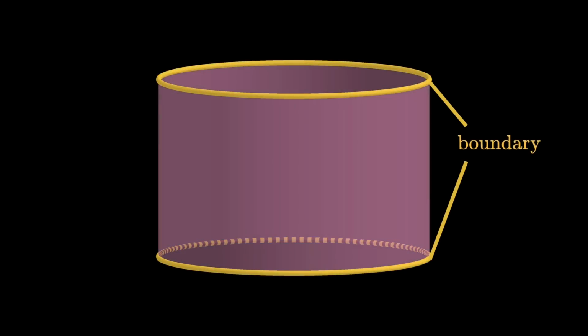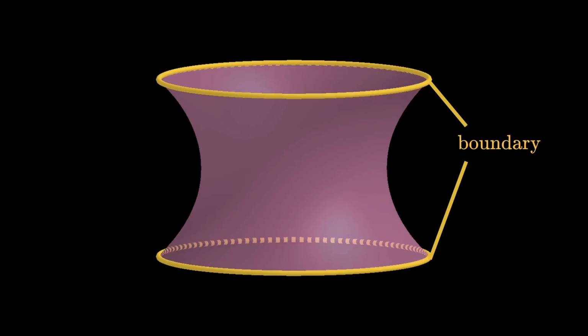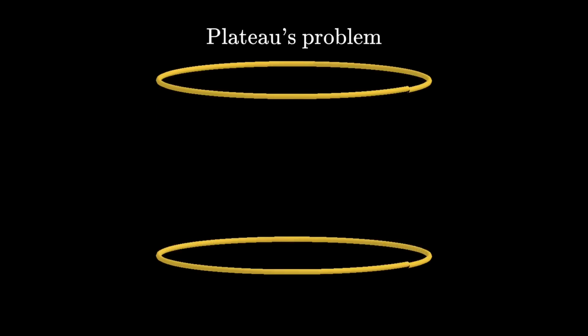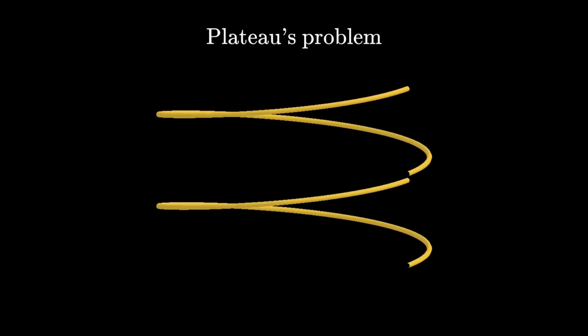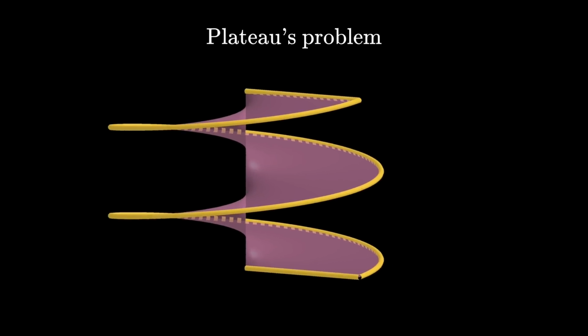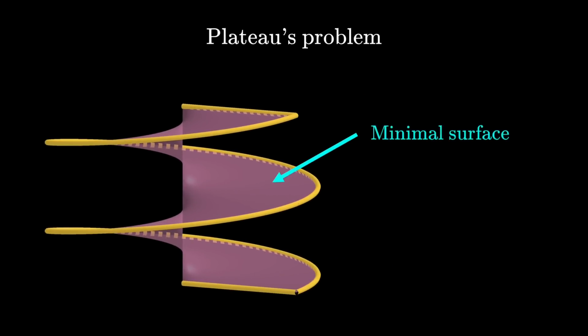If a surface is bounded by two circles, one on top of the other, what is the configuration that gives the least surface area? This question belongs to a class of problems known as Plato's problem, which asks, for any given boundary, what is the surface with that boundary that has the least surface area? The solution is called a minimal surface because it has minimal surface area.